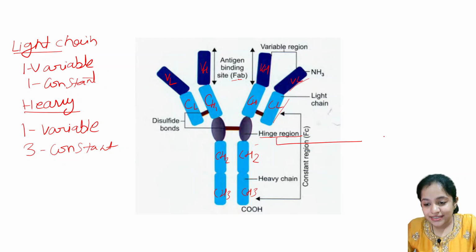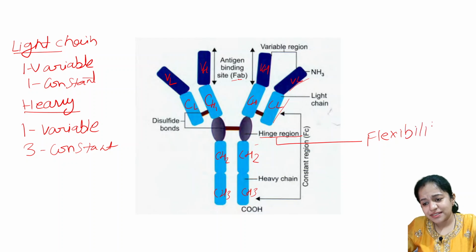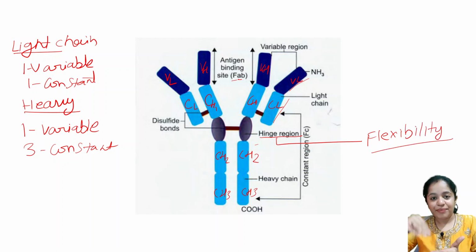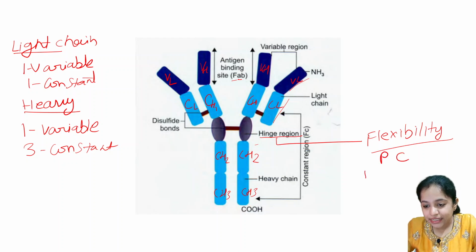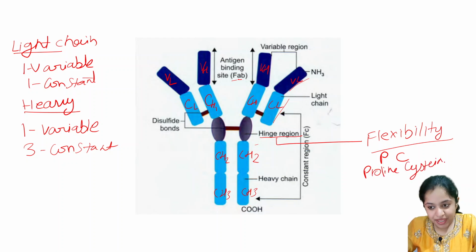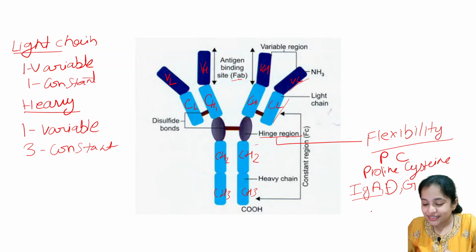Hinge region is the region which provides flexibility to the antibody. Okay? What is flexibility? That means your antibody can bend to reach its target. Now, this is made up of proline and cysteine. It's not present in every immunoglobulin, not all 5 types. It is present only in 3 types: immunoglobulin A, immunoglobulin D, and immunoglobulin G. Okay, immunoglobulin ADG. Clear?